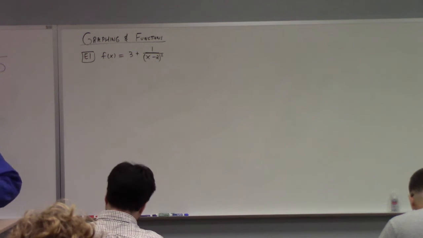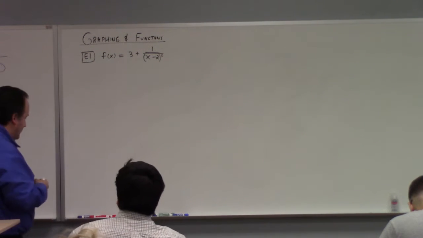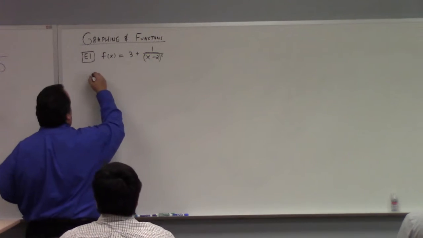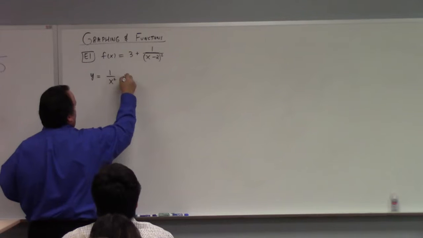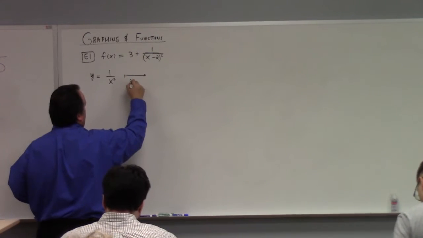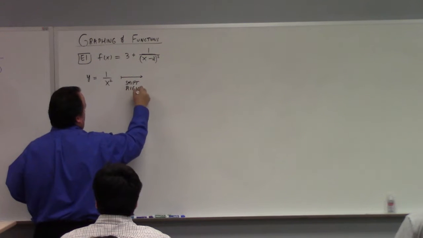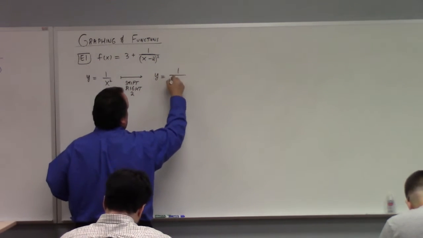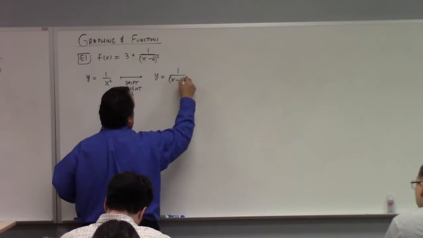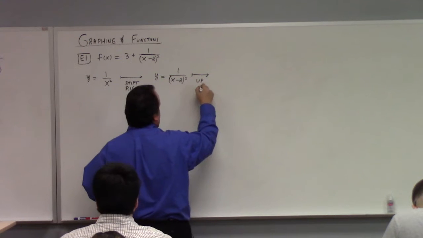Let's graph this thing, all right? So you can graph this. Here's how we'll do it. We'll think, well, this is like the volcano graph, right? And then we shift right two units. That gives me y equals 1 over (x minus 2) quantity squared. And then up 3, right?